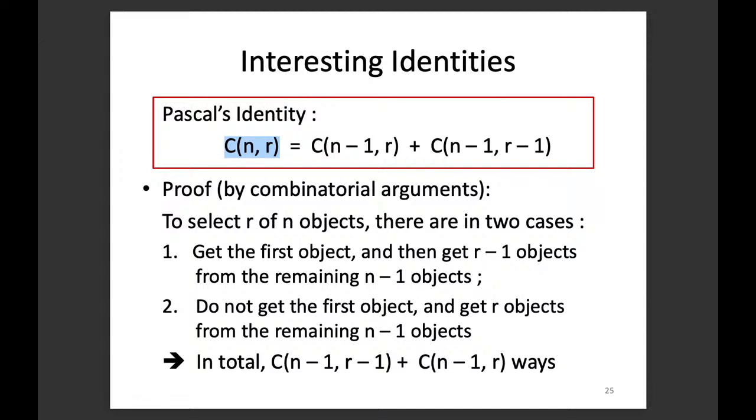So if we are not selecting the special object, that means that all the r objects are from the remaining n-1 objects, so we get this term. On the other hand, if we must include the special object, then we need to select r-1 extra objects, and these extra objects are selected from the n-1 remaining objects. So in that case, we have this term. The rule of sum tells us that adding up will get the correct result. So this is the Pascal identity.